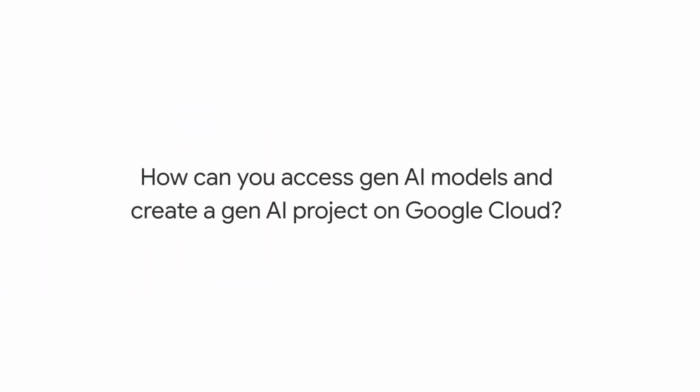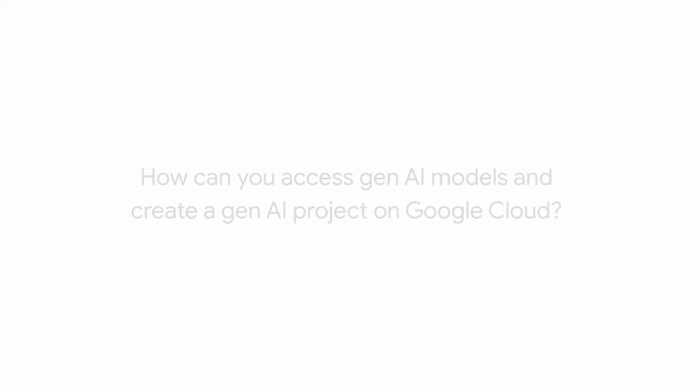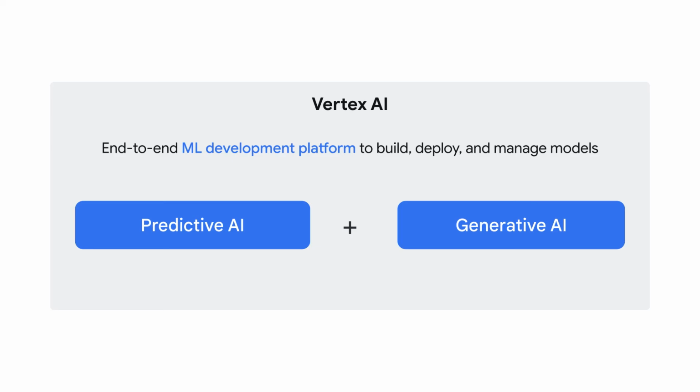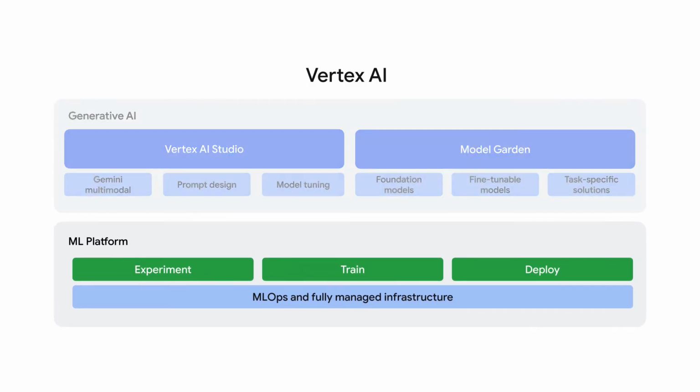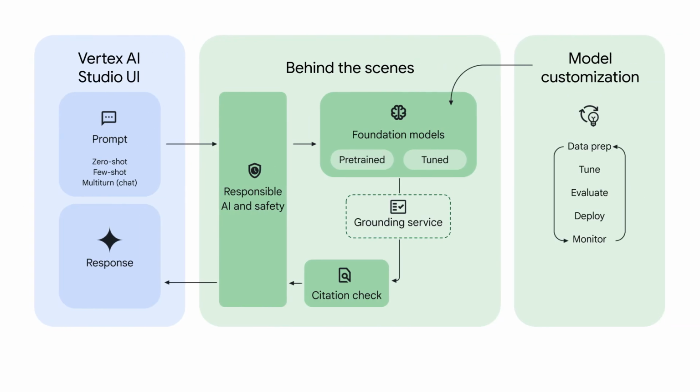This sounds exciting. How can you access Gen AI models and create a Gen AI project on Google Cloud? Recall your best friend Vertex AI, which is the end-to-end AI development platform supporting both predictive AI and generative AI. Aside from the capabilities you learned in previous modules for powering the experimentation, training, and implementation of predictive ML models, Vertex AI offers a range of tools for tuning your Gen AI models and developing Gen AI projects, like Vertex AI Studio and Model Garden. Before you dive into these tools, let's walk through the Gen AI workflow on Google Cloud.